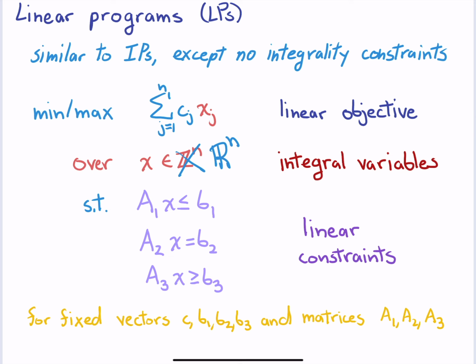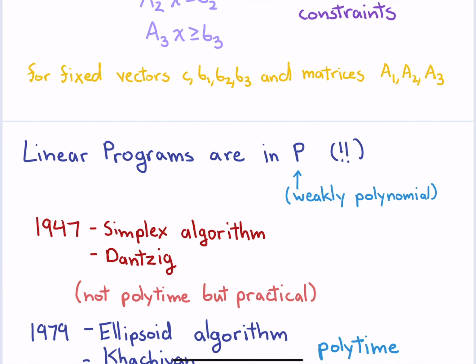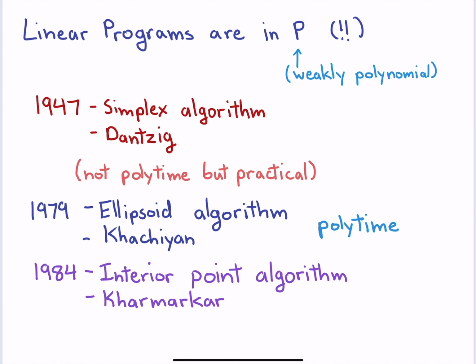The only difference between an integer program and a linear program is that in an integer program, x is required to be an integer. In a linear program, it isn't. So not a big deal. That said, just by allowing the variables to be continuous, linear programs are actually all polynomial time solvable. Technically, they're called weakly polynomial, so it's polynomial in the bit complexity of the input. And it's a very, very important and practical tool.